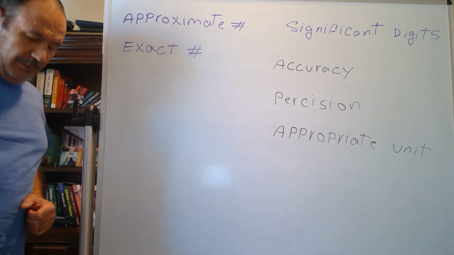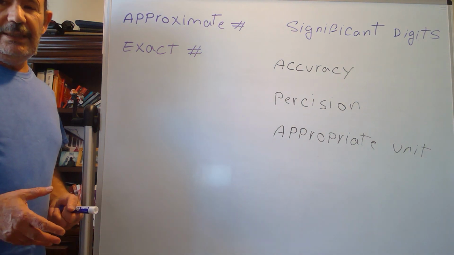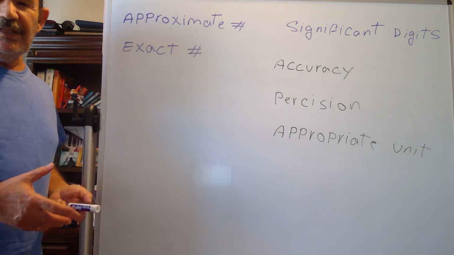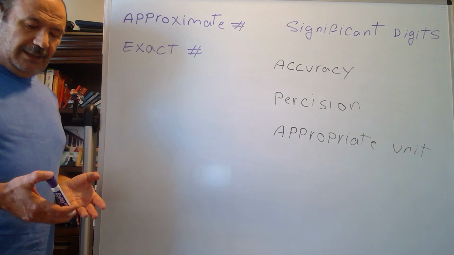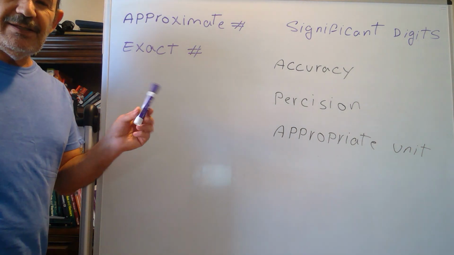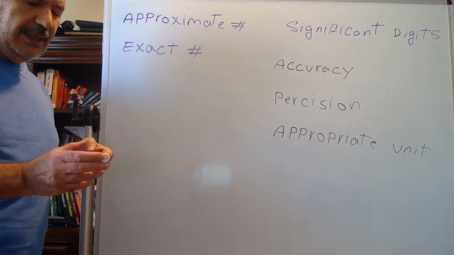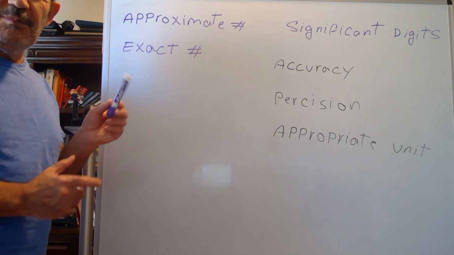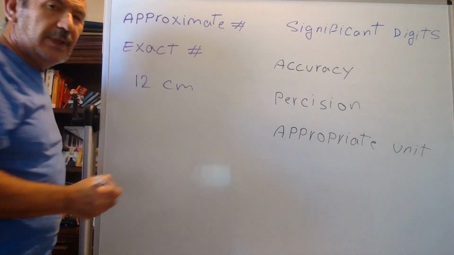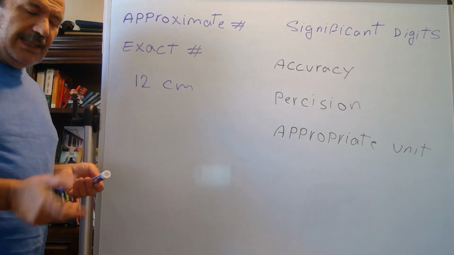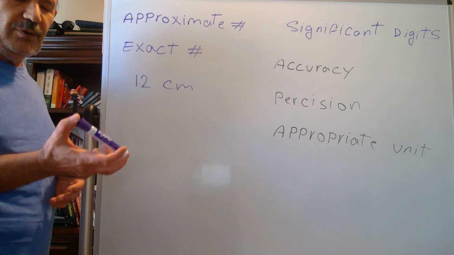What is an approximate number? When we are measuring something, most of the time our measurement result is approximate. Let's say I am measuring the length of this marker. Let's say I'm using a normal ruler or normal tape to measure this marker, and the result is 12 centimeters. Now imagine that I measure it with more attention. I want to measure it more accurately.